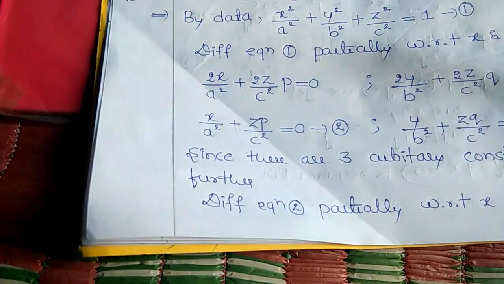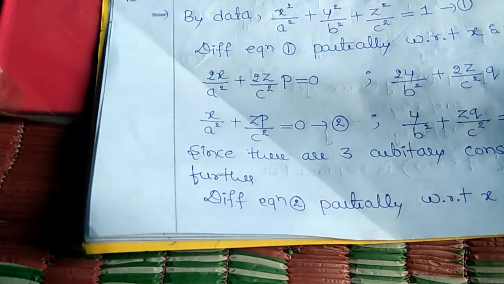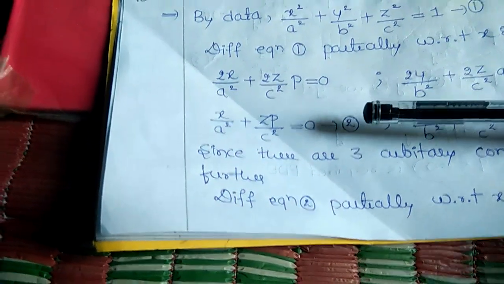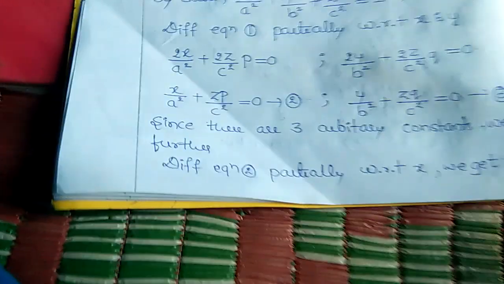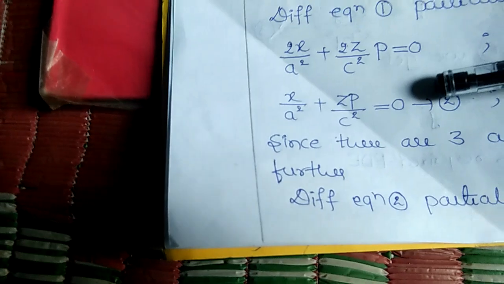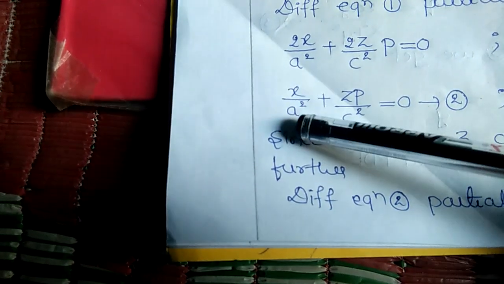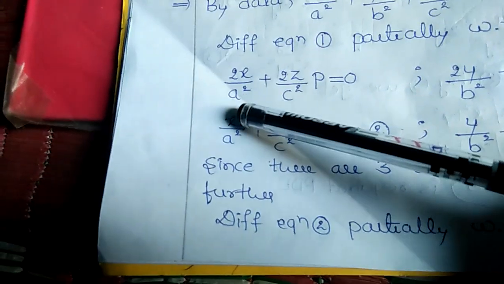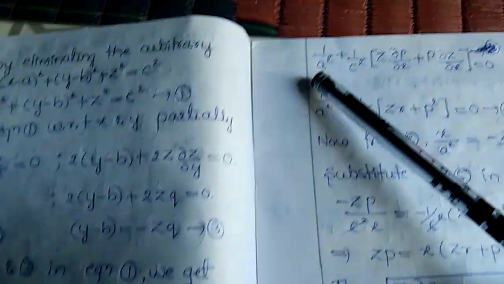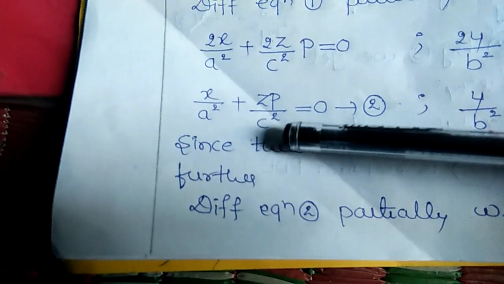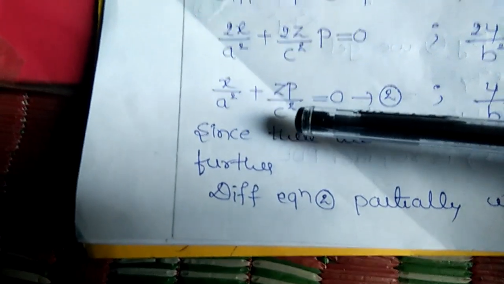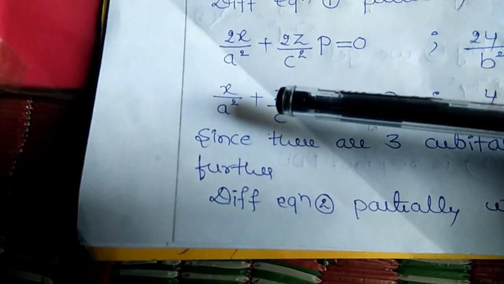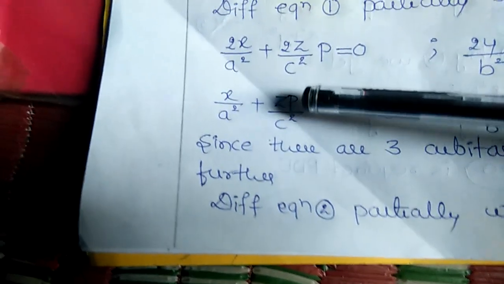As it has three arbitrary constants, differentiate equation 2 partially with respect to x. We get, as this equation is differentiated again, 1 by a square is a constant term, differentiation of x is 1. So the first term is 1 divided by a square plus zp divided by c square. Differentiation means c is a constant value.